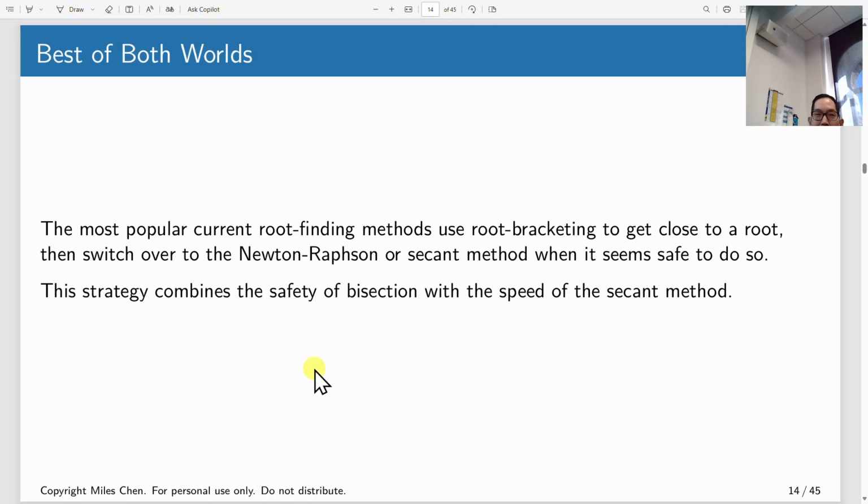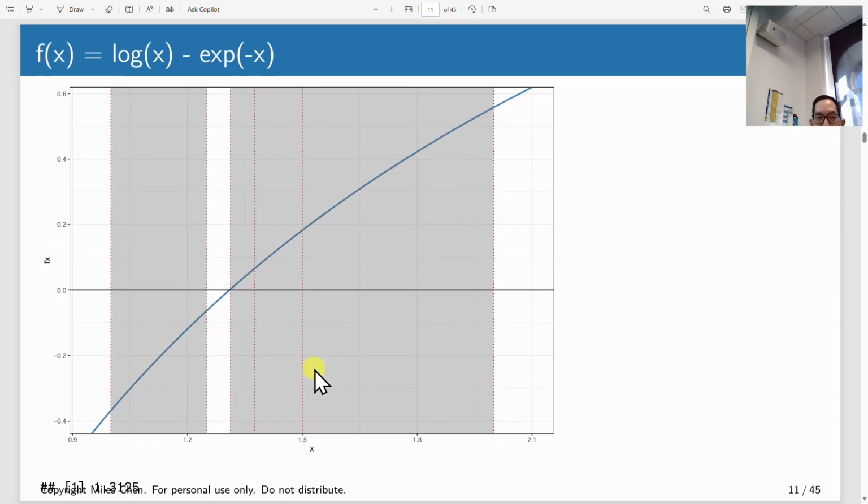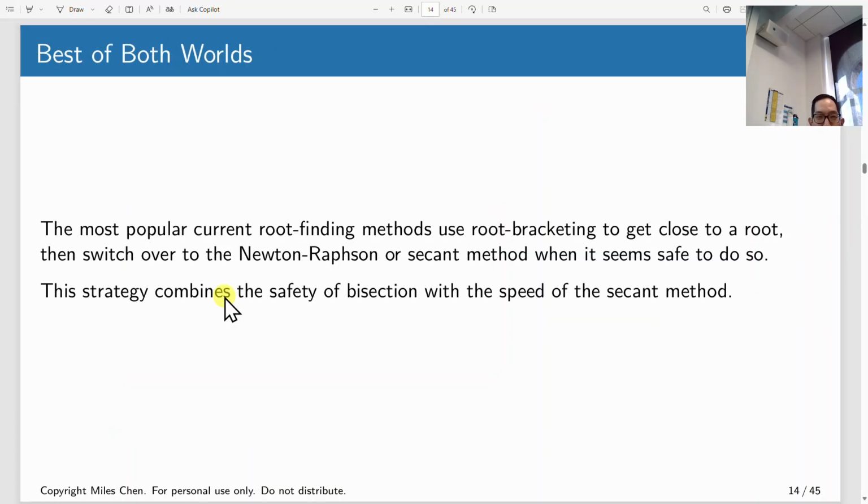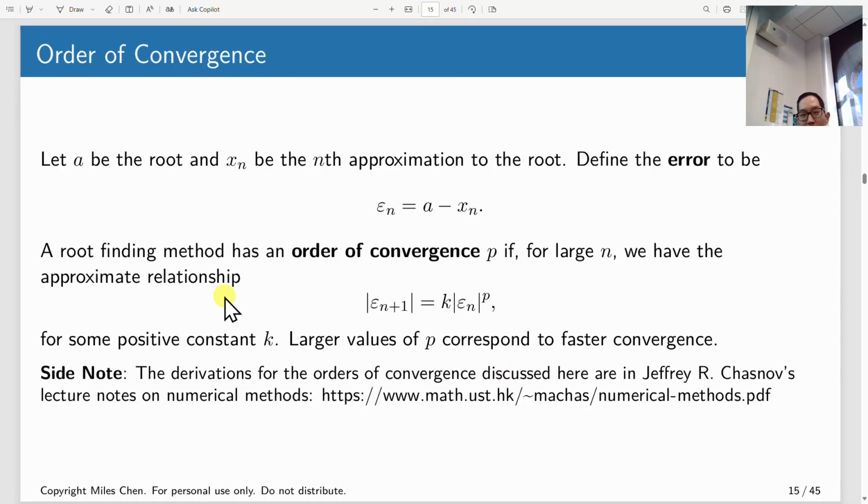So use the bisection method to bracket off the root into a small enough interval, and whatever that is, then switch over to Newton-Raphson, and then do the last couple of iterations, one or two more iterations of Newton-Raphson. Okay. These are a couple of slides talking about the orders of convergence.